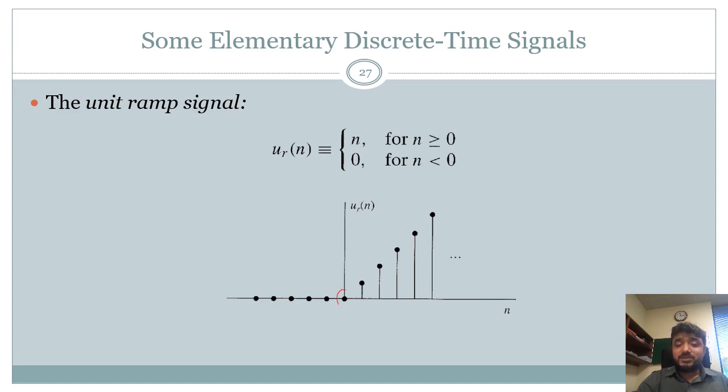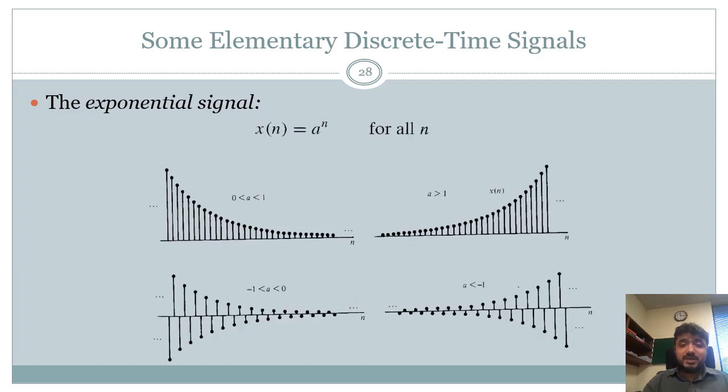So by that definition, this value would also be 0, but writing it this way is more convenient. So this is your unit ramp, which we have indicated as u_r. All right, so this is the exponential signal, and you would need to basically convince yourselves of what I'm showing you here with some actual examples.